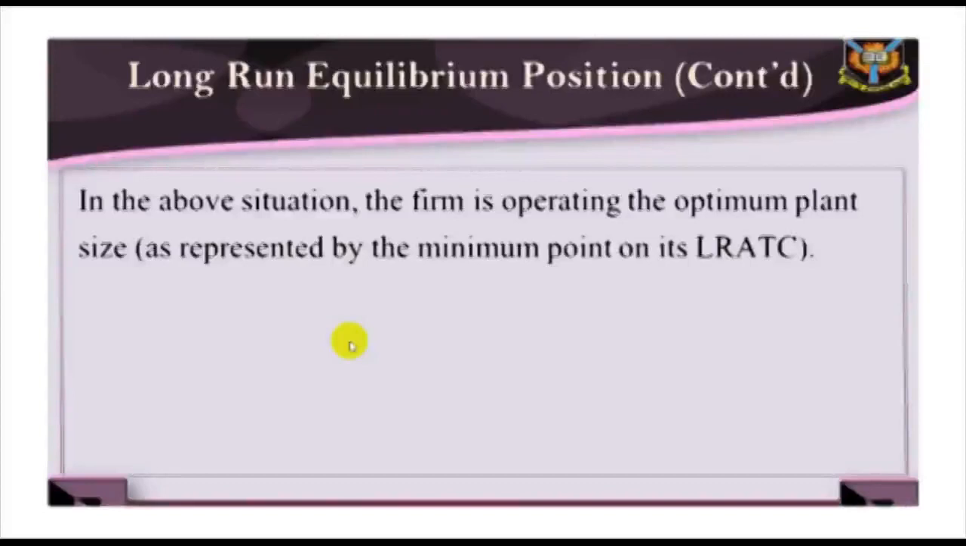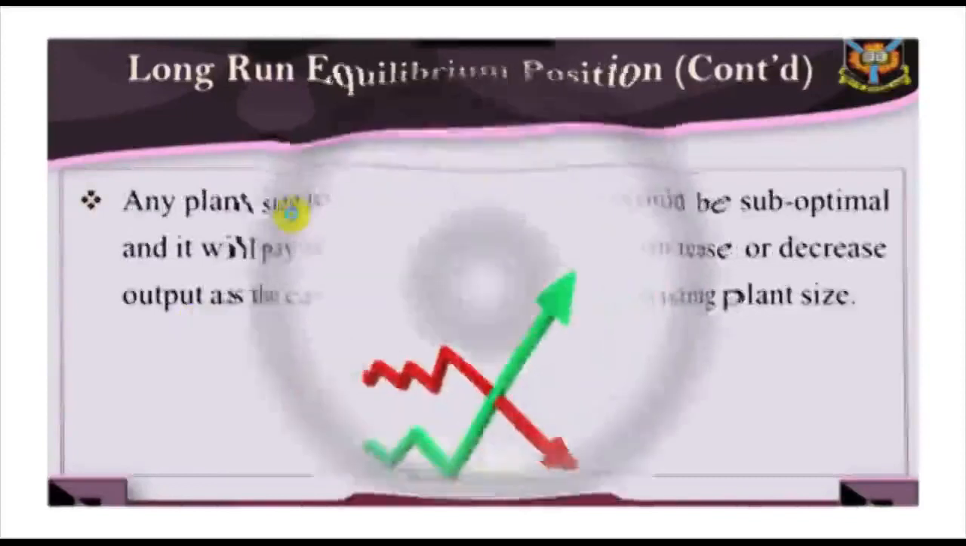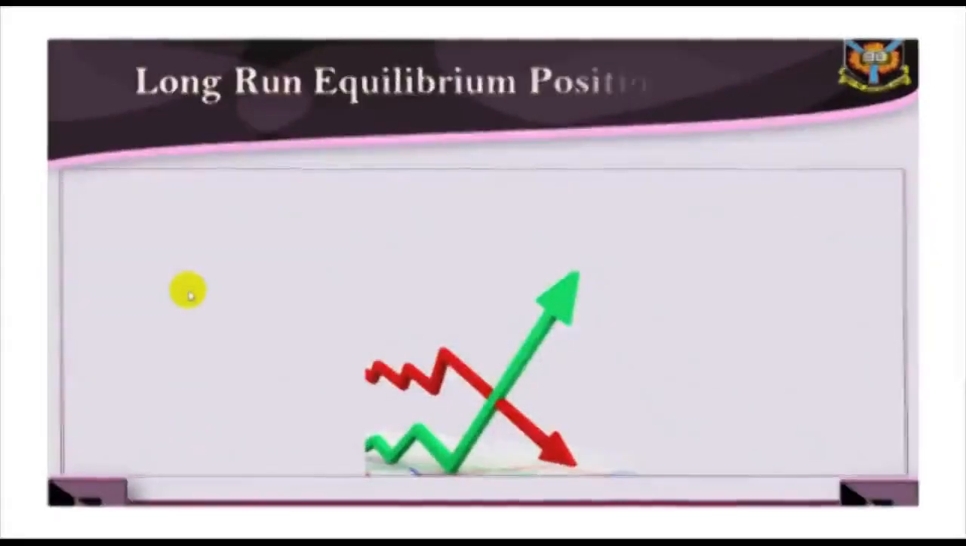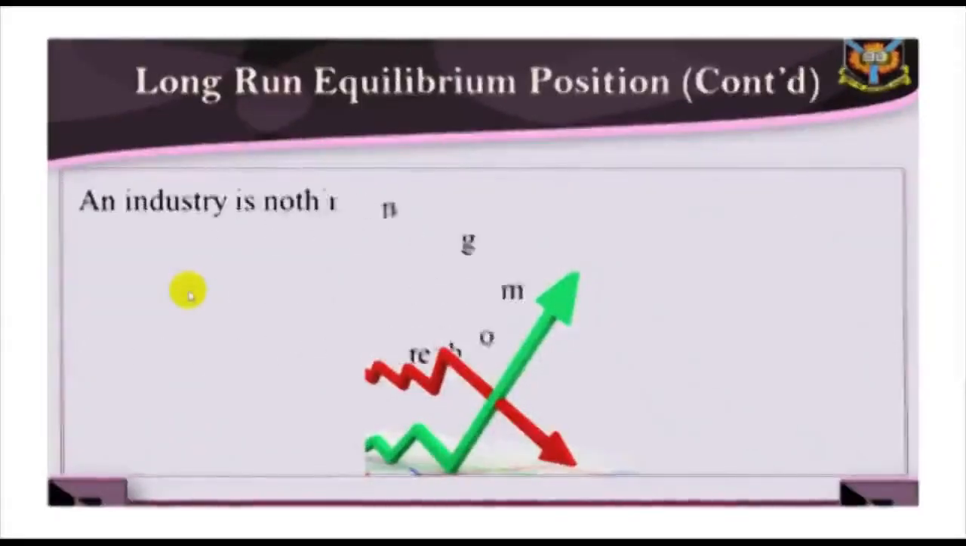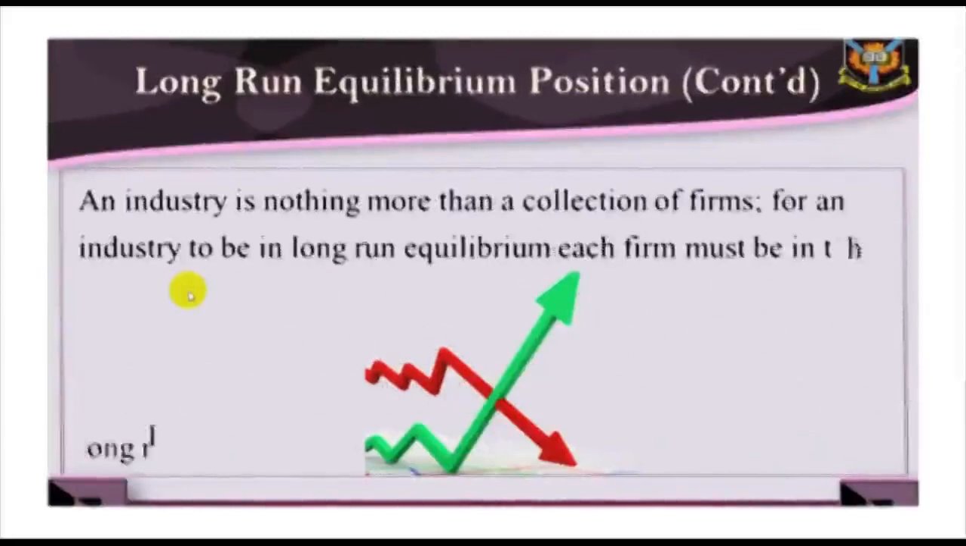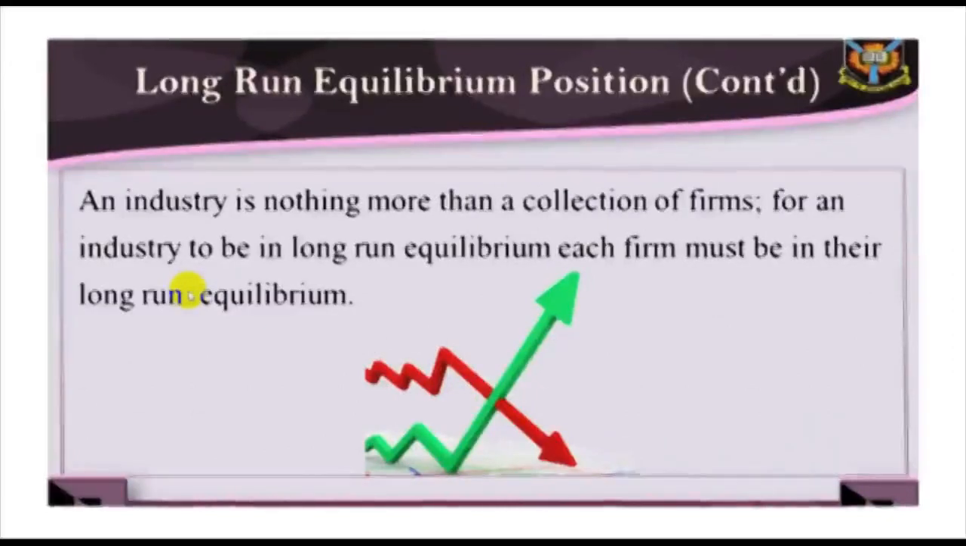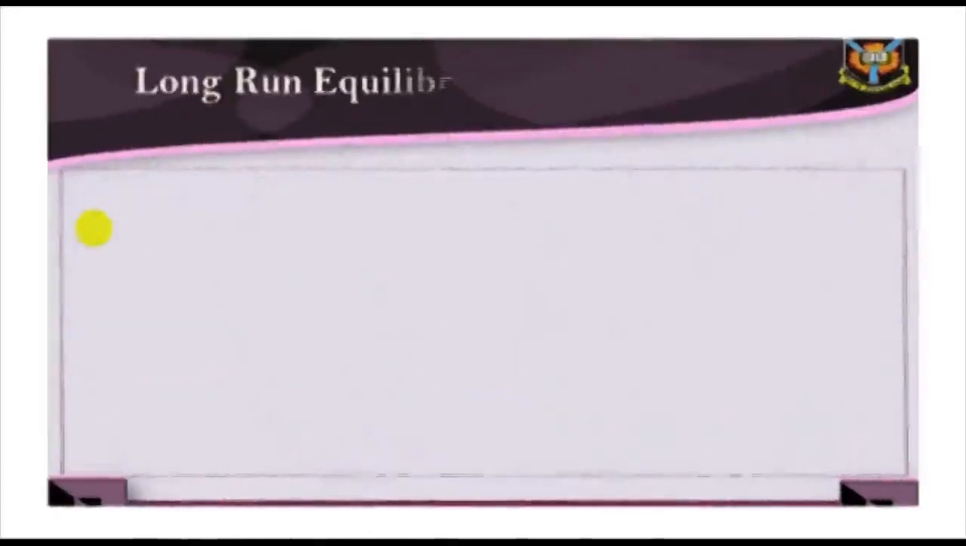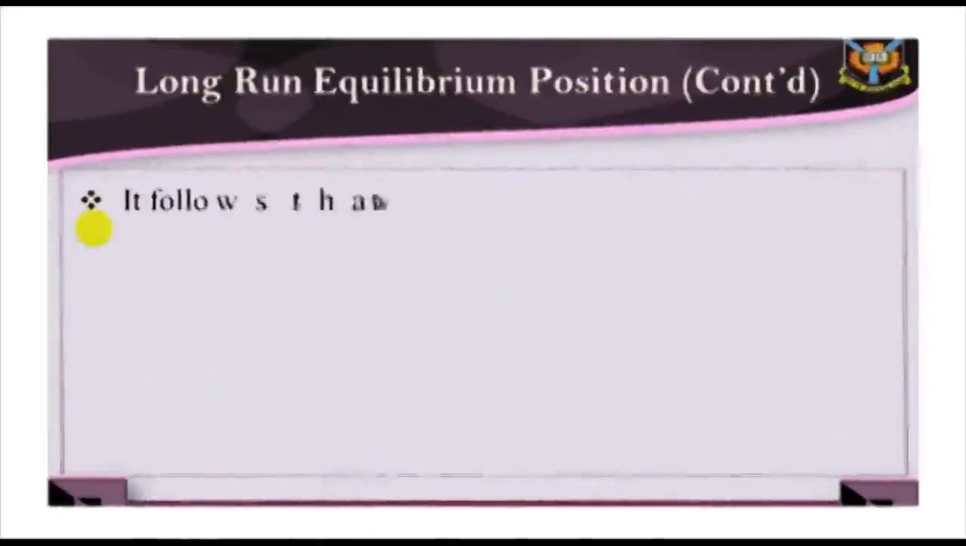An industry is nothing more than a collection of firms. For an industry to be in the long-run equilibrium, each firm must be in its long-run equilibrium. It follows that when a perfectly competitive industry is in the long-run equilibrium, all firms in the industry will be selling at a price equal to the short-run average total cost. That is, they must be in zero profit equilibrium.